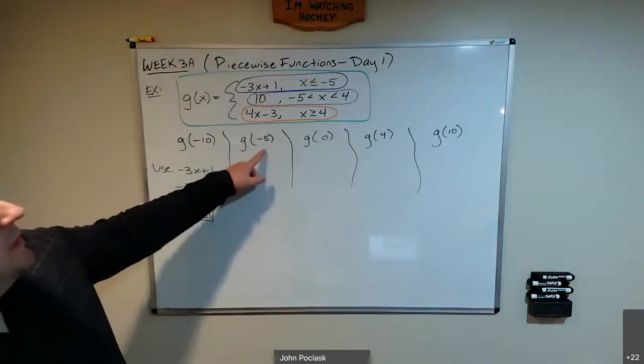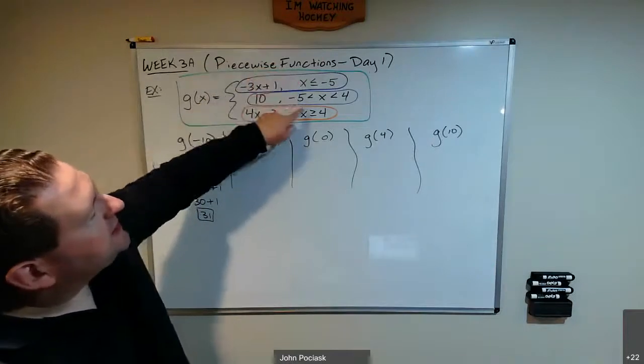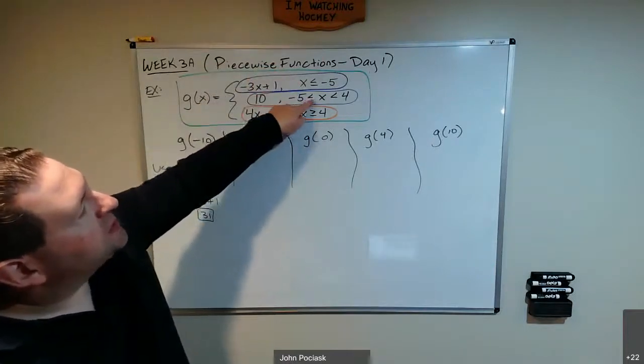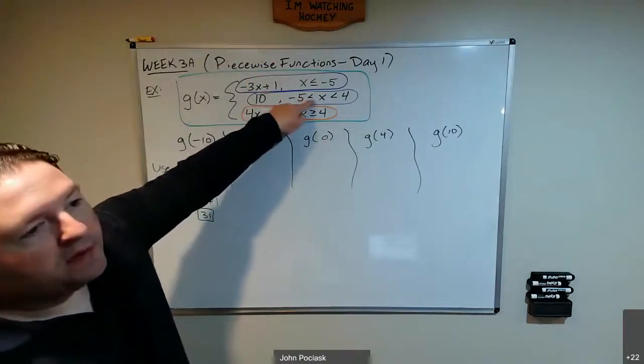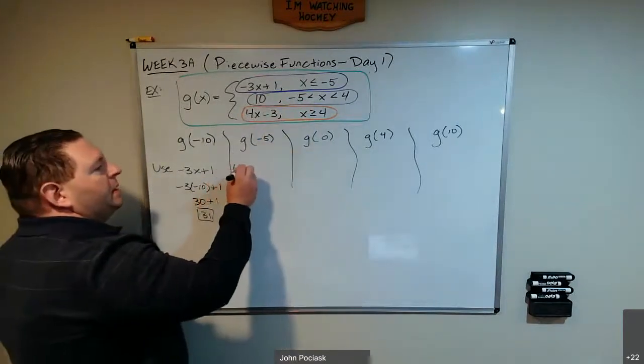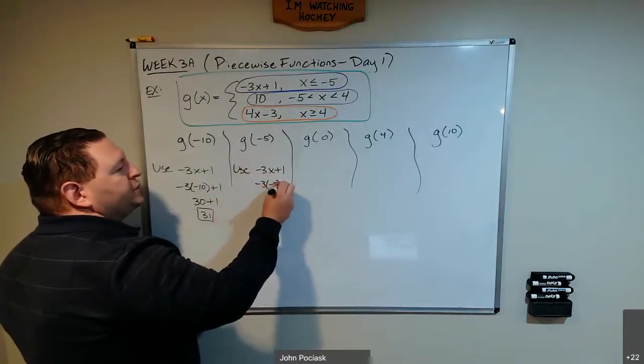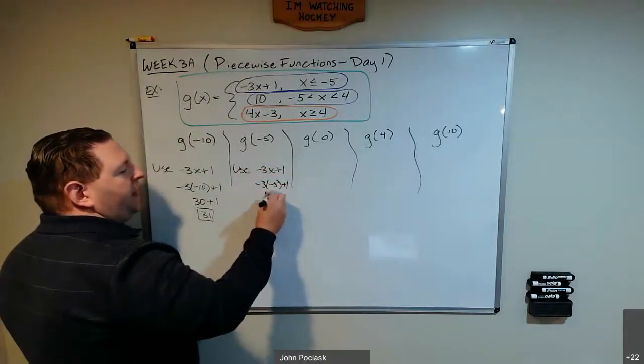-5, again, it satisfies the top inequality, right? It's not a part of this because there's no equal sign on this second compound inequality here. So it's in the top one. You're going to use the same -3x plus 1. That should give you 16 for that.